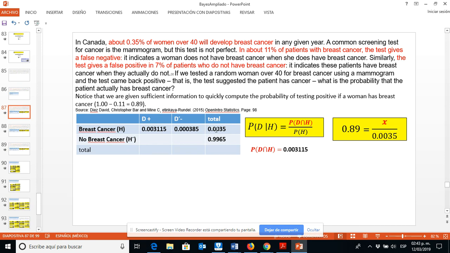And since we also have the information that about 0.35% of women over 40 will develop breast cancer, this is our marginal probability of H. So this and this will sum up to 0.0035. And since in every contingency table the total must be 1, the rest is 0.9961. We do the same for the next conditional probability by saying the probability of D given H prime equals the joint probability of D and H prime divided by the probability of H prime. We do the math and we get the joint probability of D and H prime, that is, the coordinate of a mammogram positive and no breast cancer, or H prime, which is 0.69755.